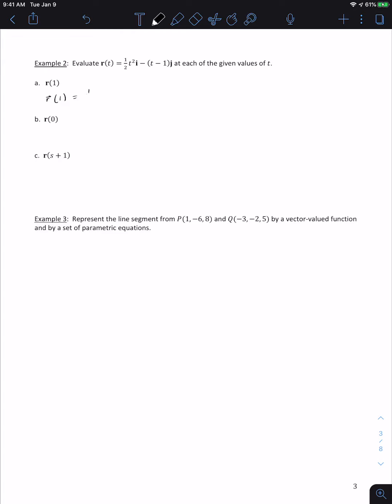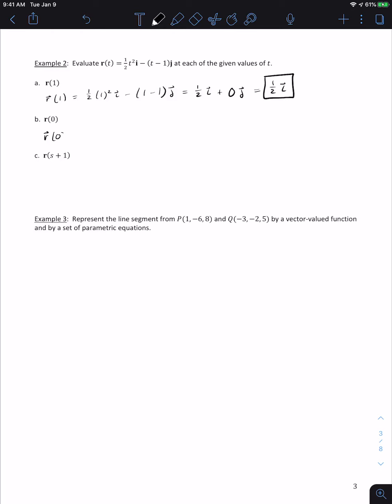So I plug in 1, I get 1/2 times 1 squared i minus 1 minus 1 j. So I get i minus 0j, or in other words, we get 1/2 i. So 1/2 i plus 0j, in other words, we get 1/2 i, which is a vector, because this is a vector valued function.